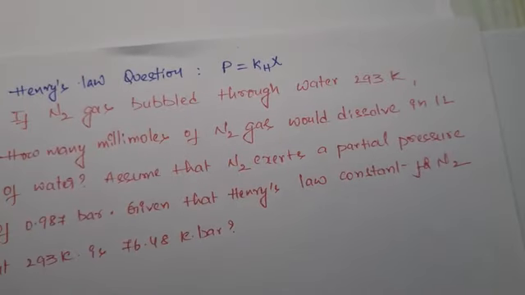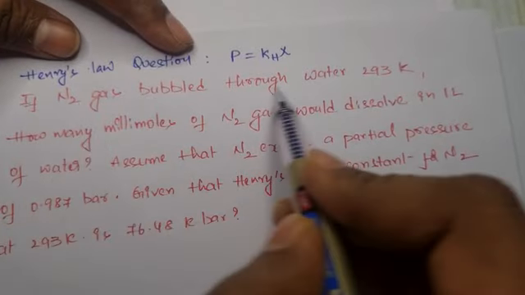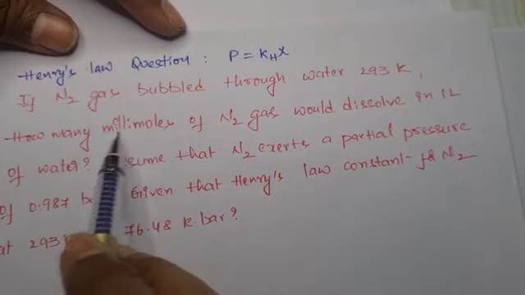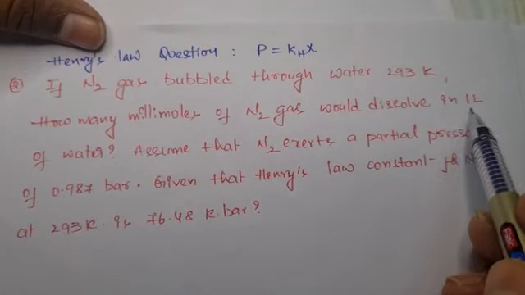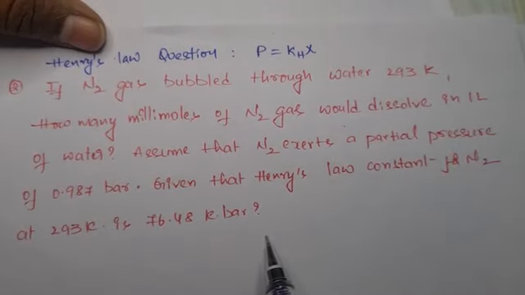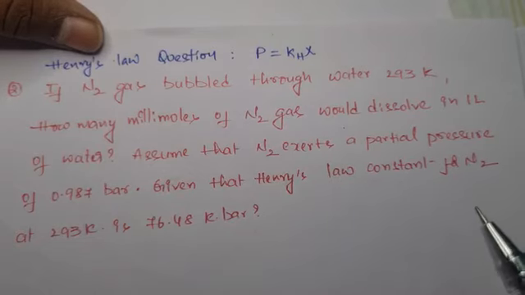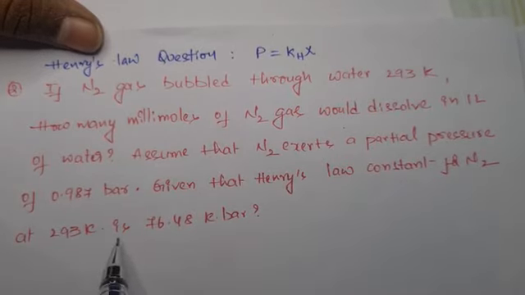Hello students, in the given question, if N2 gas is bubbled through water at 293 Kelvin, how many millimoles of nitrogen gas would dissolve in 1 liter of water? Assume that N2 exerts a partial pressure of 0.987 bar. Given that Henry's law constant for nitrogen at 293 Kelvin is 76.48 kilobar.